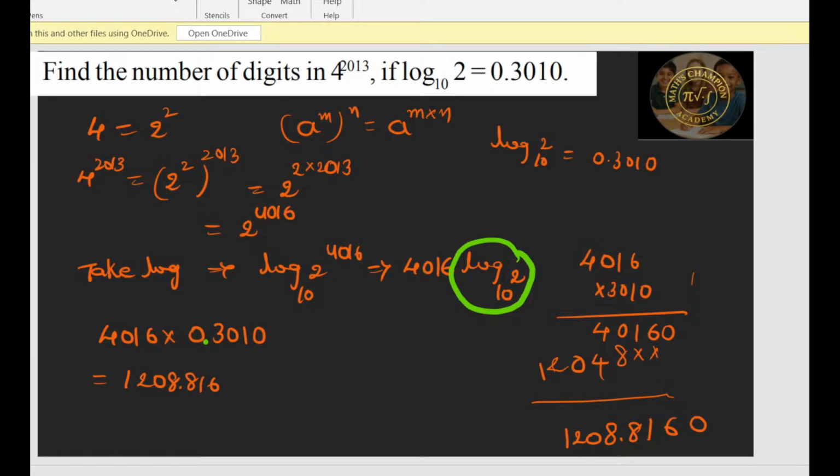Okay, just multiply here and check the calculation once, to see if there is any mistake. I hope I have not made any mistake here. Check once and tell me the answer. Comment your answer.